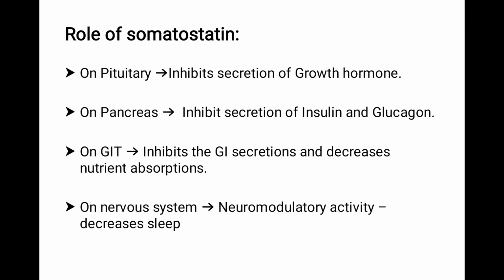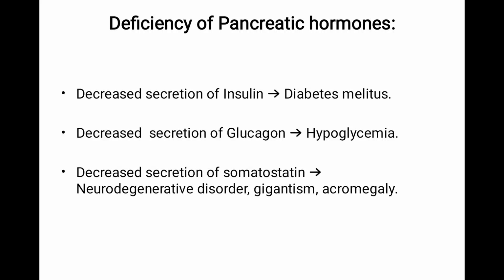Coming to the role of somatostatin. When somatostatin is secreted by the delta cells, it acts on the pituitary and inhibits the secretion of growth hormone. It has an inhibitory function. It acts on the pancreas and inhibits the secretion of insulin and glucagon. It acts on the gastrointestinal tract, inhibits gastrointestinal secretion, and decreases the absorption of nutrients. It acts on the nervous system, shows neuromodulatory activity, and decreases sleep. These are the roles of somatostatin.